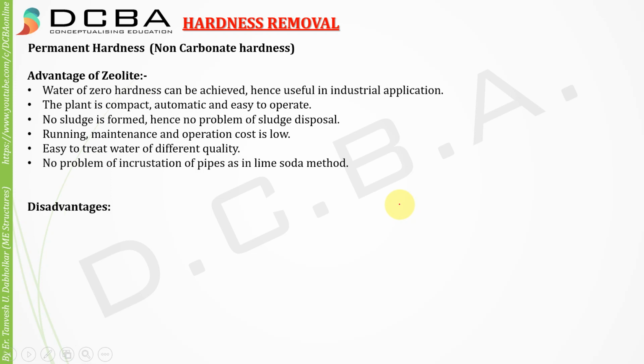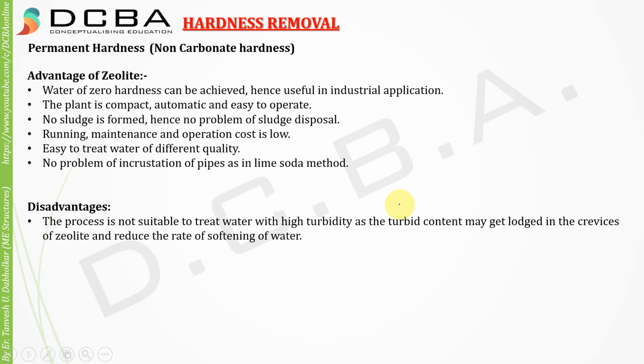Disadvantages: the process is not suitable to treat water with high turbidity, as the turbid content will get lodged in that process of using zeolite, the equipment that I showed you, which looked like a pressure filter. So as you saw, zeolites looked like some stones, right? So if there is a lot of turbidity, that turbid content will get lodged in between those stones, and it will hamper the softening process and will reduce the rate of softening.